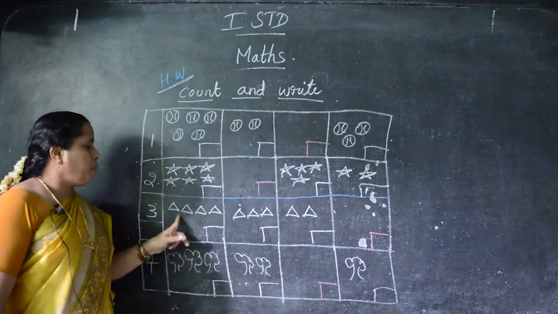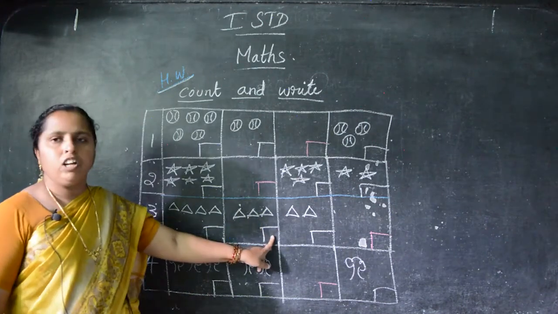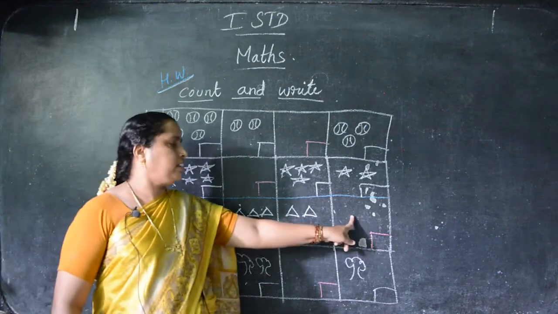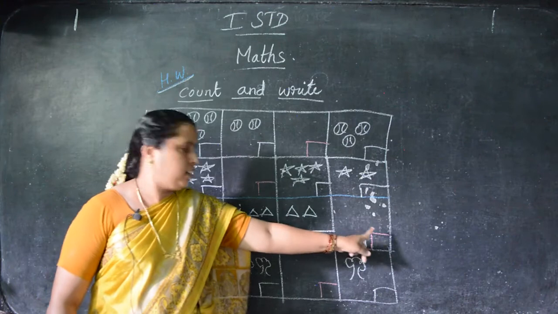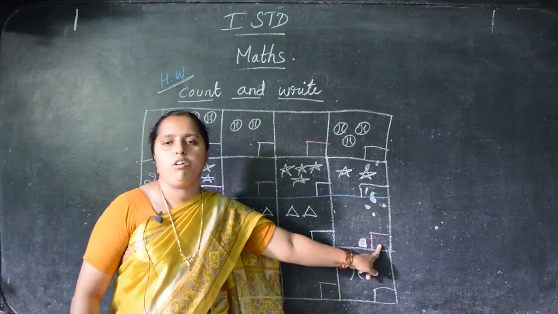Like that here. How many triangles? You have to write. Here how many triangles? You have to write. Here how many triangles? Here you have to write. Next, here none. So what do you have to write here? Here is 0. There is none, that is 0.